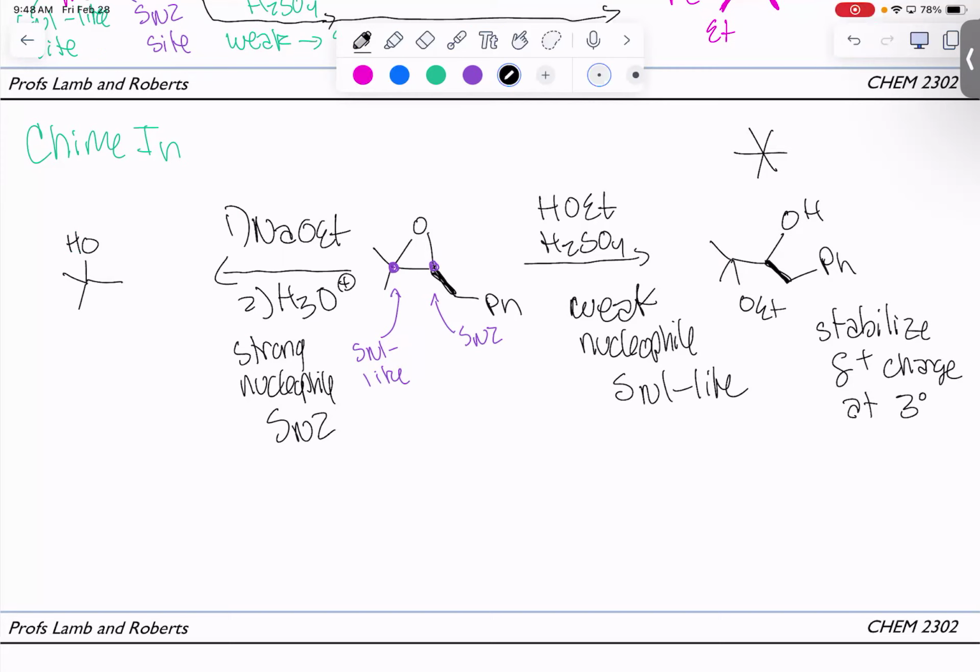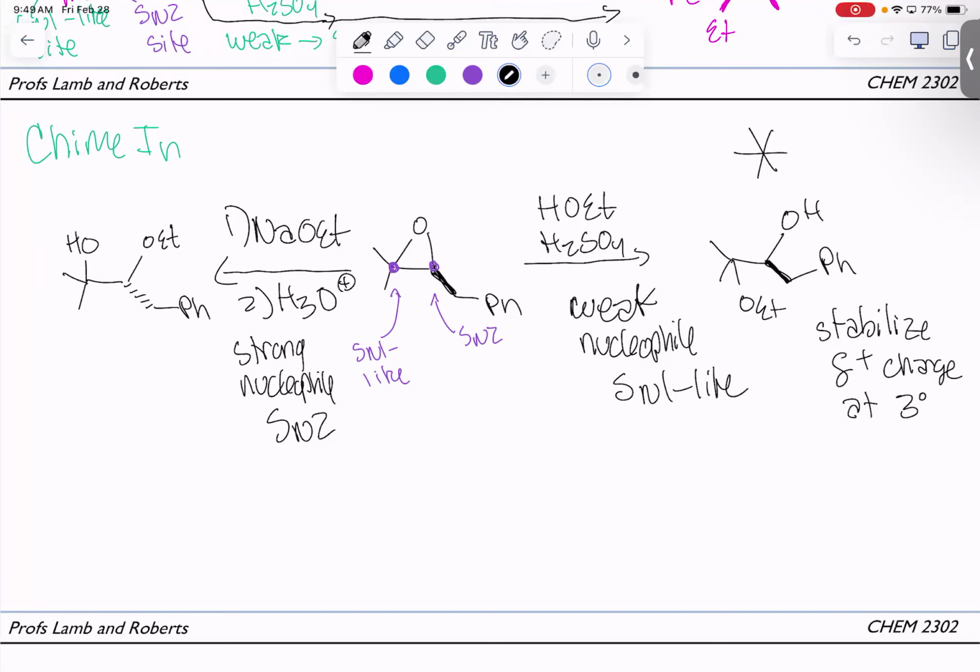All right. So that means at the end of the day, we would open up on the side with our stereochemistry inverted. So what that would look like is our phenyl group or our benzyl group is going to be inverted, and now we've bound our ethoxide. All right, so we have both a different regioselectivity, meaning where our bond is made, as well as our stereochemistry.